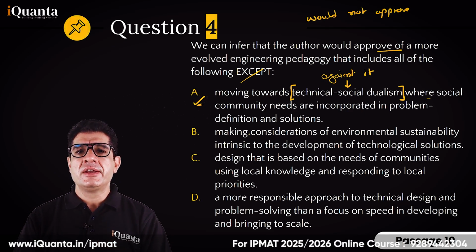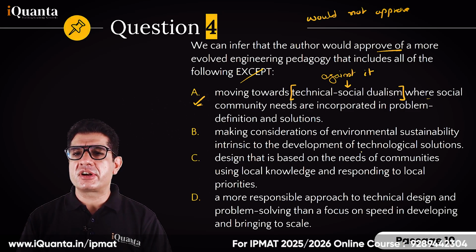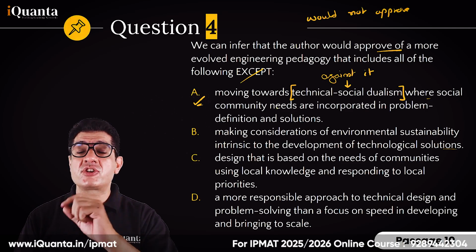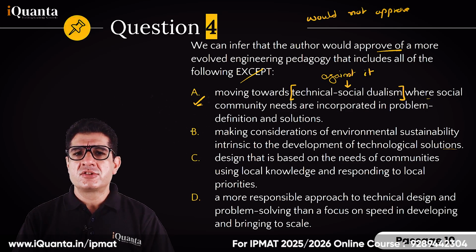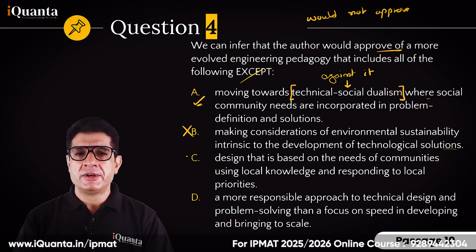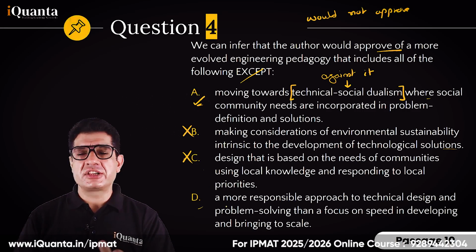Let's look at B. Will the author approve of making considerations of environmental sustainability intrinsic to the development of technological solutions? Yes, he will approve of it. He has mentioned that medical waste example. So because he'll approve of it, it can't be our answer. C. He'll approve of design that is based on the needs of communities using local knowledge and responding to local priorities. Absolutely yes, last paragraph, the second half. So even this rules out, it's consistent with the passage.